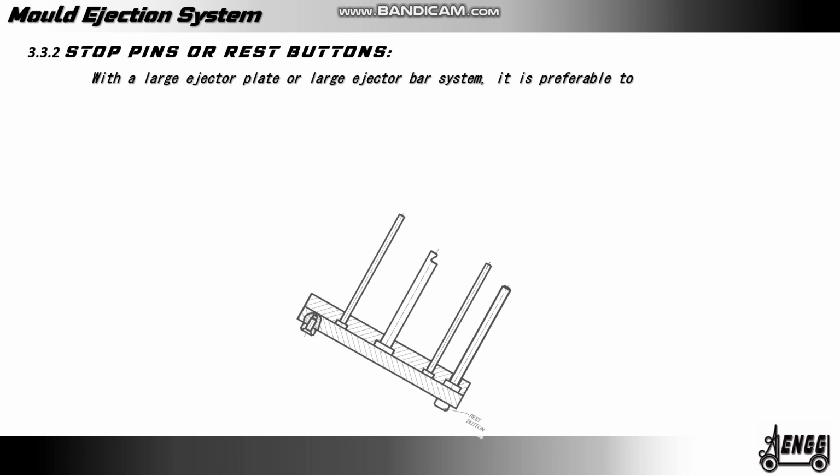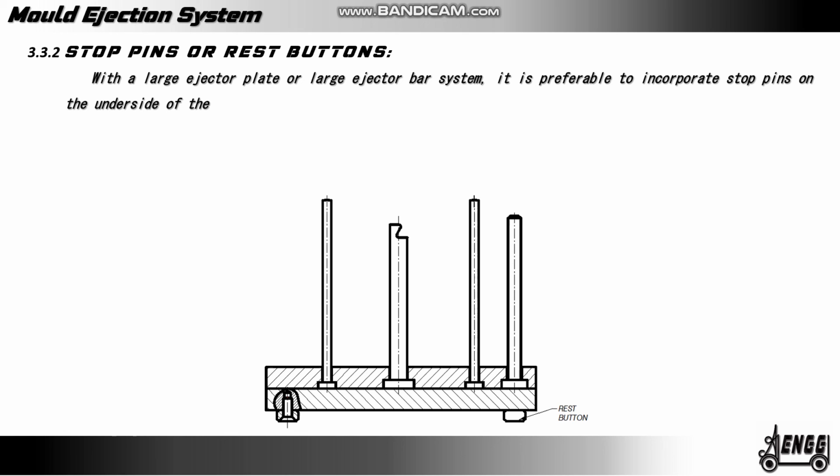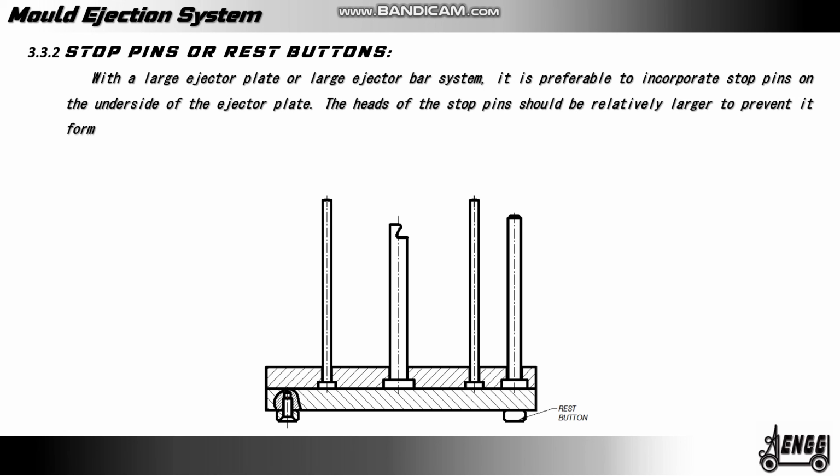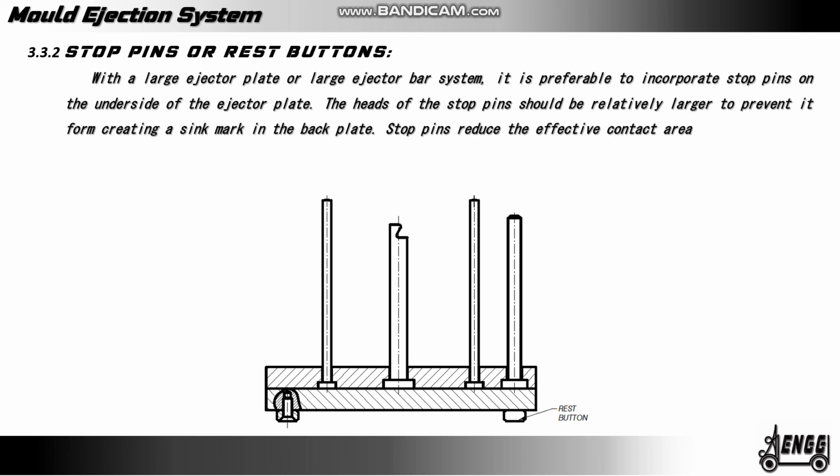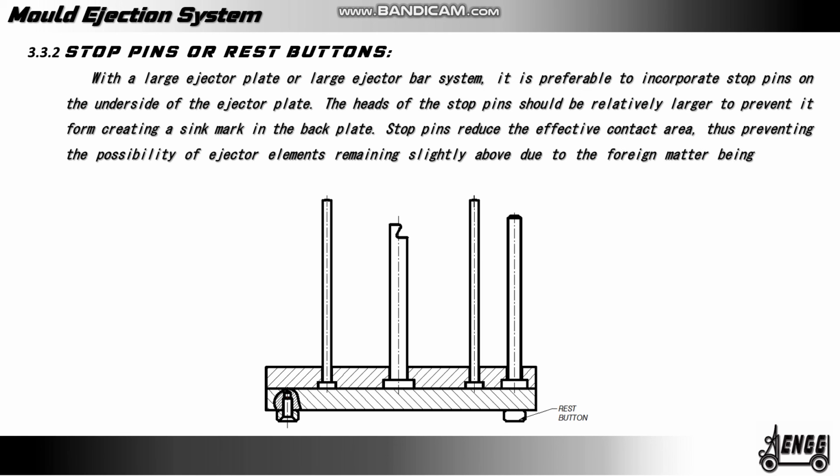Stop pins or rest buttons. With a large ejector plate or large ejector bar system, it is preferable to incorporate stop pins on the underside of the ejector plate. The head of the stop pin should be relatively large to prevent it from creating a seam mark in the backplate. Stop pins reduce the effective contact area, thus preventing the possibility of ejector elements remaining slightly above due to foreign matter being trapped behind the ejector plate.